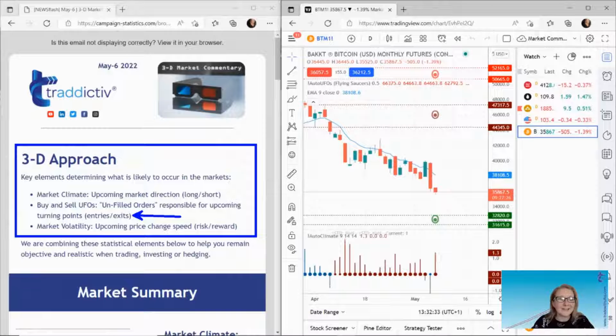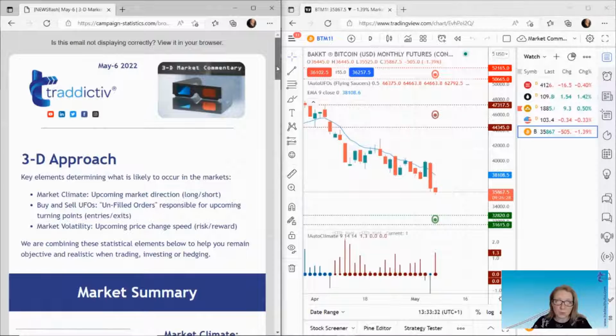Then we have buy and sell UFOs. UFOs in this case stands for unfilled orders, and it means where we have buyers that could push price up and sellers that could push price down. Again, we're using an app to help us. We're using Auto UFOs to show us where the buyers and sellers are. Then we'll look at market volatility, so how quickly we expect the markets to move.